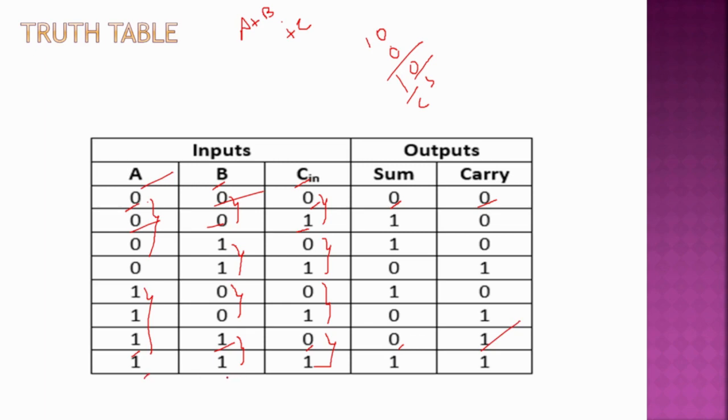Come to the last value. A is equal to 1, B is equal to 1 and C is equal to 1. First add the A plus B value. 1 plus 1 is 10. Afterwards add the C value. So 10 plus 1 is 11. So 1 plus 0 is 1, and write the remaining 1 as it is. Here the sum will be 1 and carry will be 1.